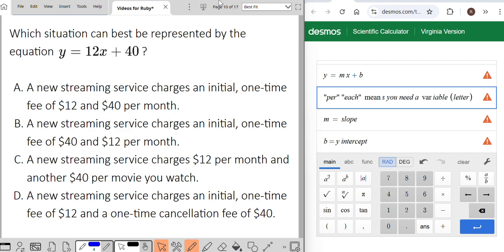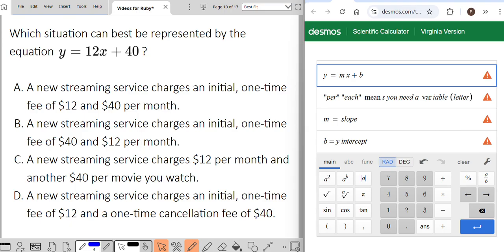Let's look at this. It says, which situation can be best represented by the equation y equals 12x plus 40? Well, before we look at the choices, let's look over here for a minute. We know that this is in the form of a linear function, y equals mx plus b. We know that m is the slope. We know b is the y-intercept.